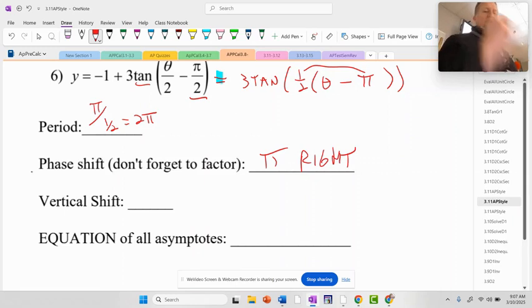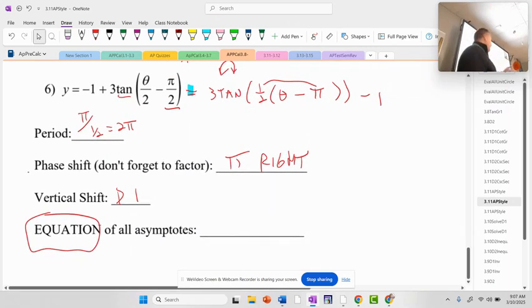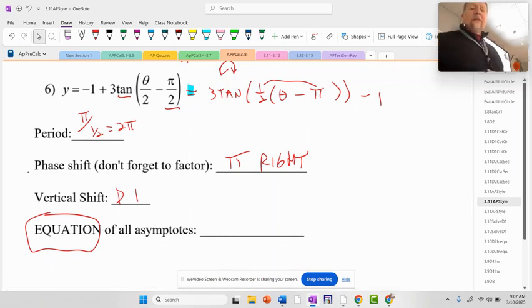Okay, so now that changes this. Vertical shift's no big deal. Oh, sorry, -1, so it's down 1. Here's the kicker. So I am going to phase shift on you. On your graphing worksheet, you do have to phase shift. Okay, so how would this graph look?